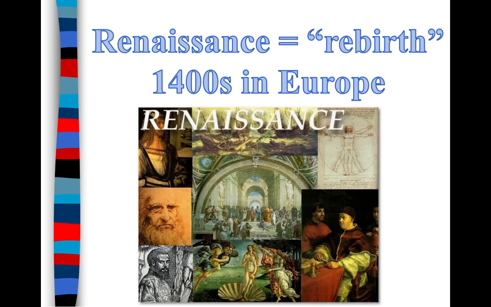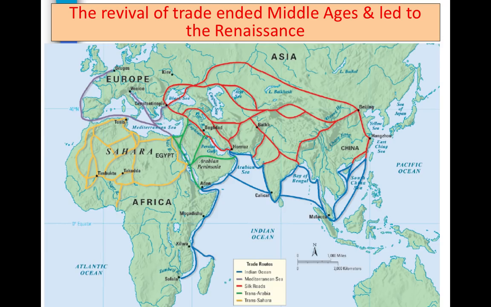The Renaissance means rebirth, and it started around the 1400s in Europe. So the 200 years before that, we saw the rise of the feudal system, invasions from foreign invaders, and the deadliest disease in recent history. So survivors began to question the church, who was not able to keep them safe during the worst times, and began to celebrate life. The revival of trade ended the Middle Ages and led to the Renaissance.